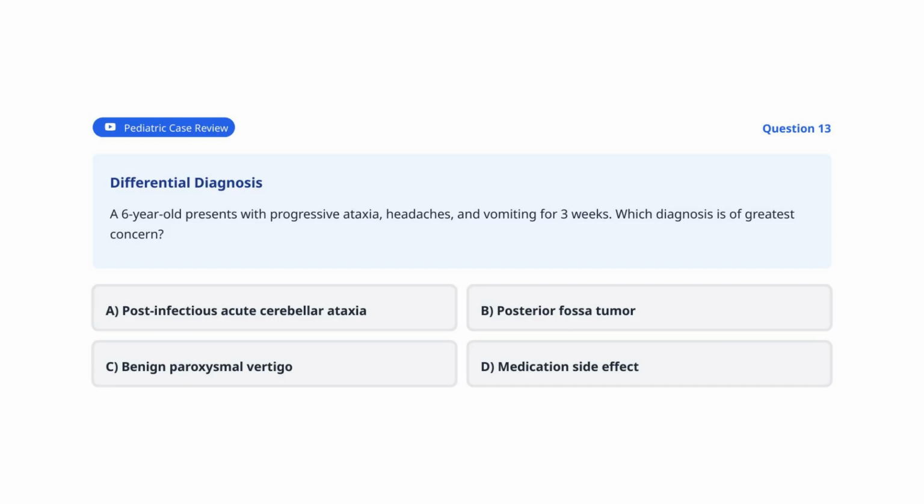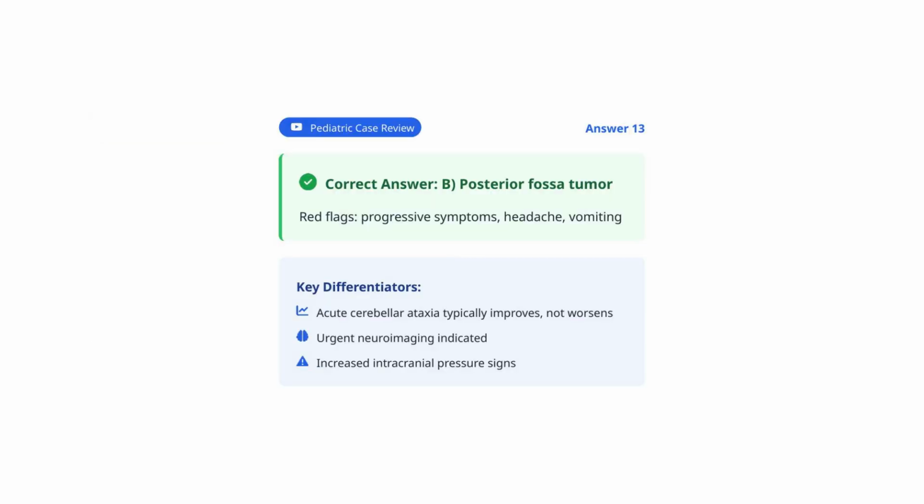A 6-year-old presents with progressive ataxia, headaches, and vomiting for 3 weeks. Which diagnosis is of greatest concern? Is it A. Post-infectious acute cerebellar ataxia, B. Posterior fossa tumor, C. Benign paroxysmal vertigo, or D. Medication side effect? The correct answer is B.